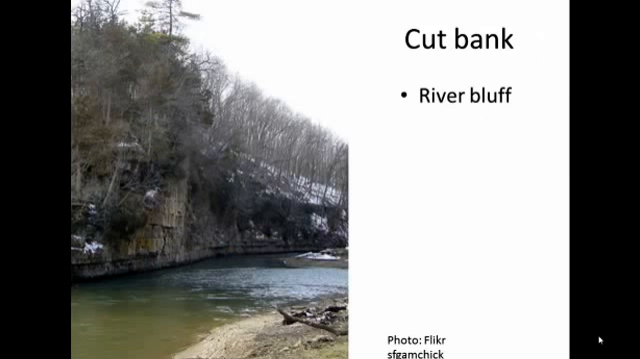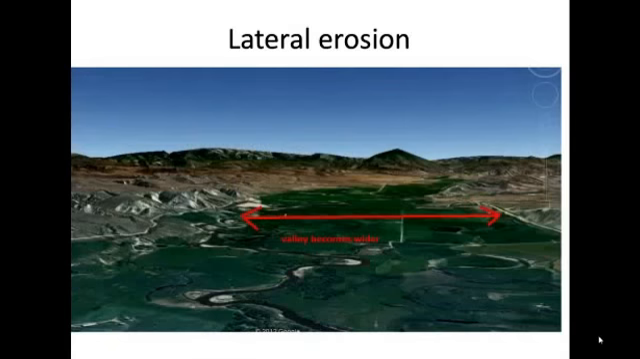Here's another example of a cut bank, the bedrock on the side of a meandering river. Often these cut banks are called river bluffs. This erosion by the outside of meanders will make the stream valley wider. This is called lateral erosion.